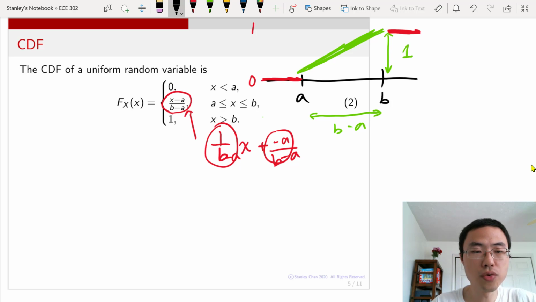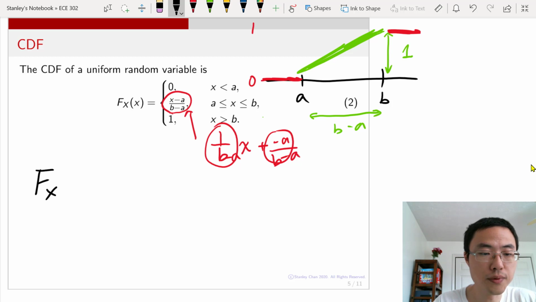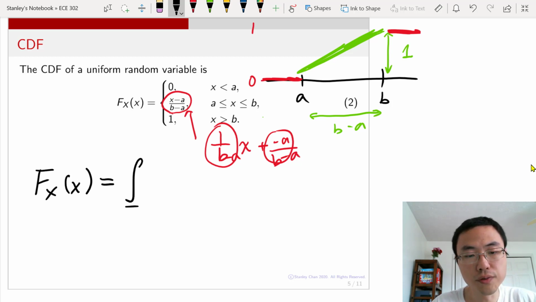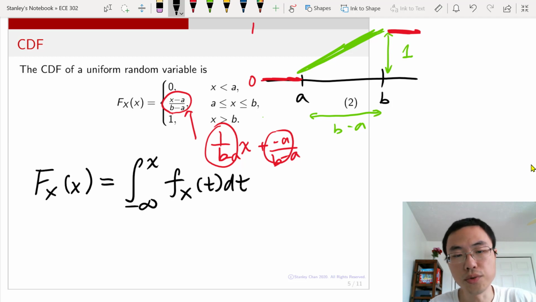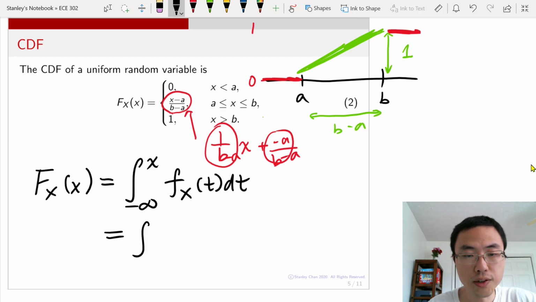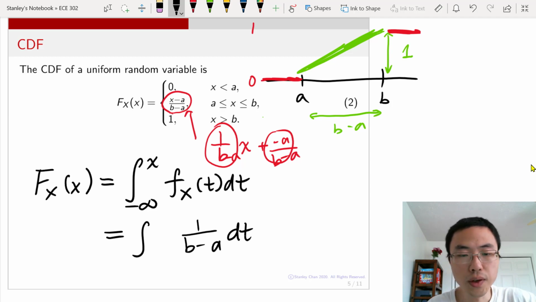Now, how do we show that the CDF is given by this equation? Well, we can go through some very simple calculation, because the CDF is defined as the integration from minus infinity all the way to x of f_X(t) dt. I'm using t as a dummy variable so that I do not mess up with my x. Now, what is the PDF here? The PDF is 1 over b minus a dt. So that is the PDF of the uniform random variable.